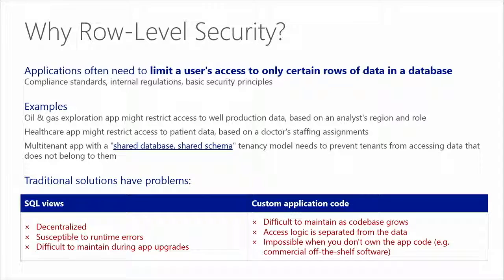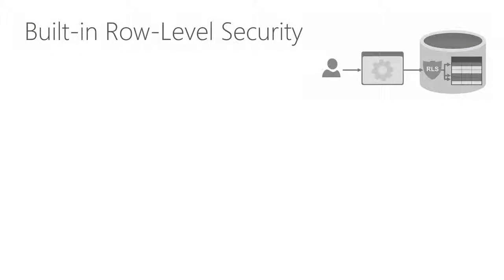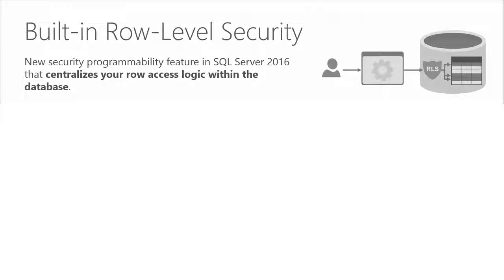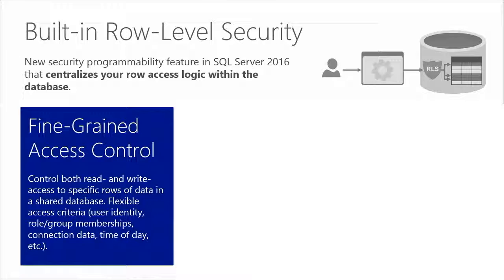So to address these problems, we've added in SQL Server 2016 a built-in row-level security feature, and we're really excited about it. What this feature does is it centralizes your data access logic within the database itself. It offers fine-grained access control. And what this means is it gives you the ability to control both read and write access to specific rows of data in your database.